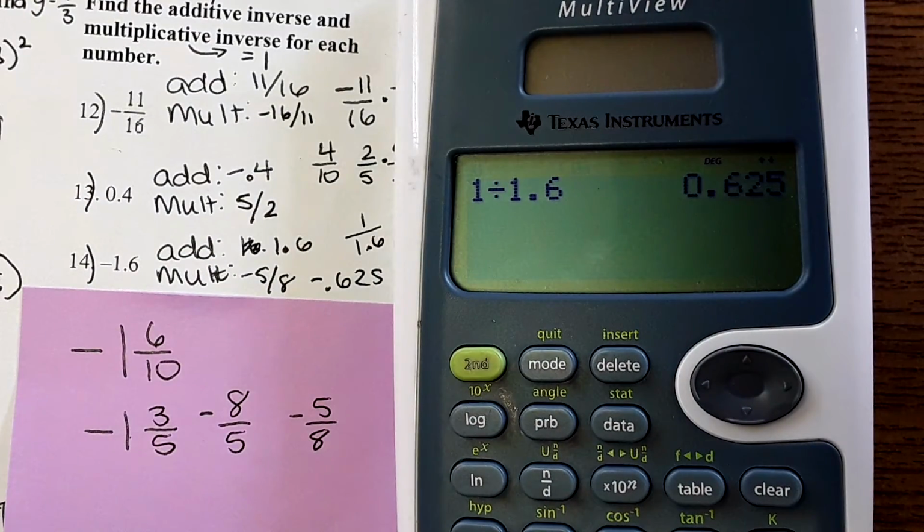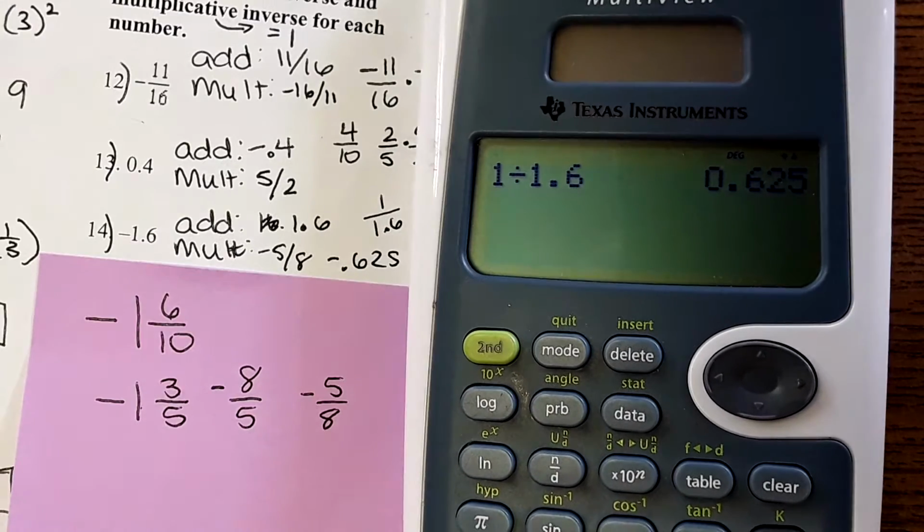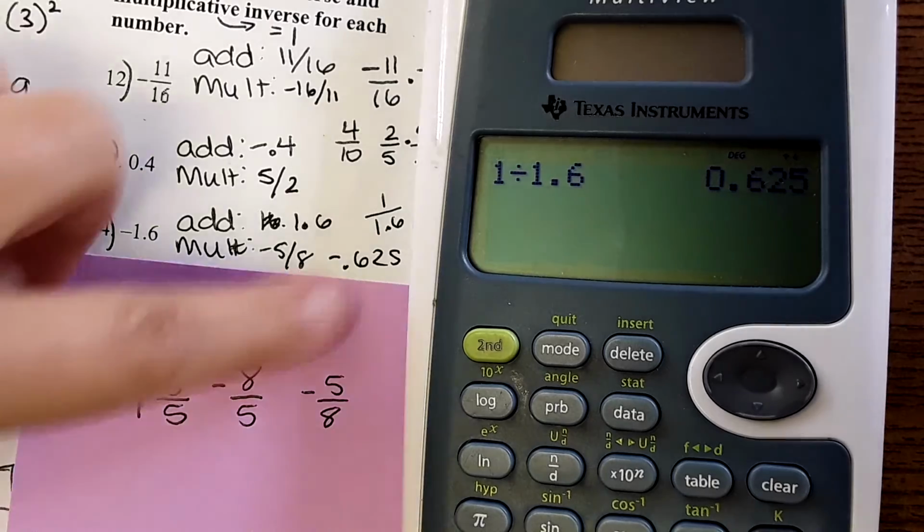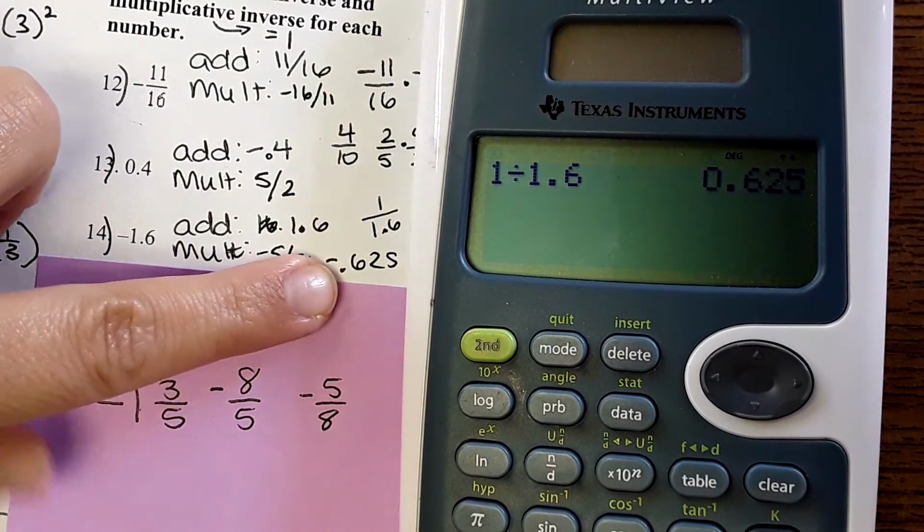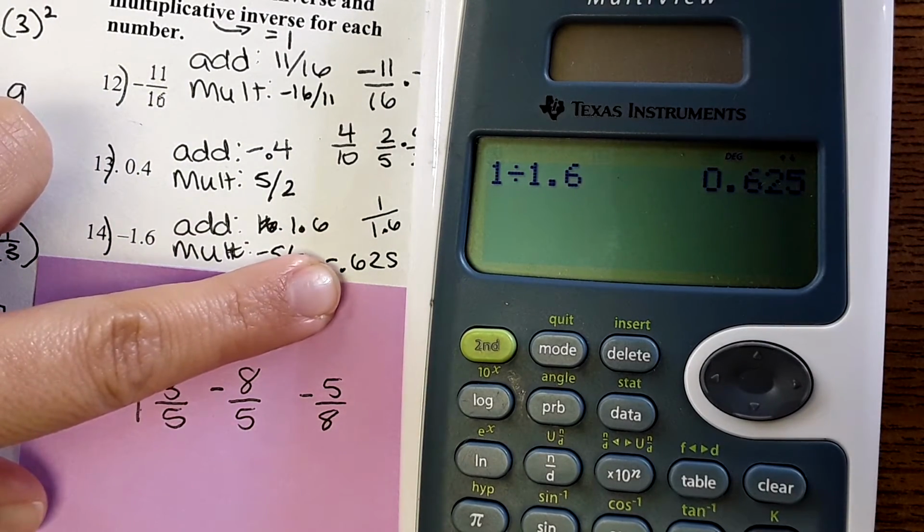Would you want us to write just 0.625? It'll be multiple choice, and it just so happens for this problem the multiple choice answer is in a decimal. Oh. Yep.